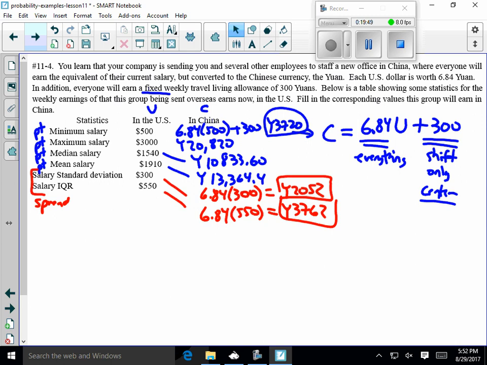So the key idea here is that measures of spread are only affected by multiplication, but individual points, including measures of center, mean and median, but also individual salaries like max, min, or anyone's individual salary, would be affected by both the multiplier and the shift. All right, there are other things you could do with these ideas, but this was intended to be a cross-section of the kinds of problems that involve transformations or multiplication.